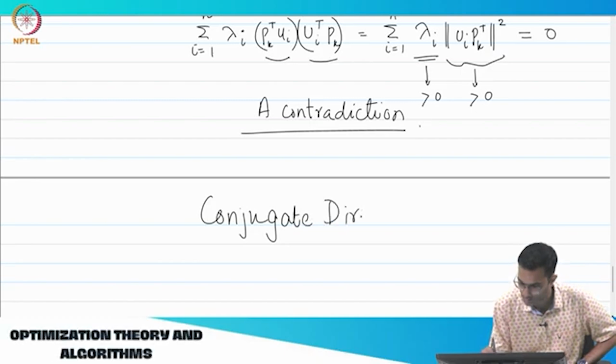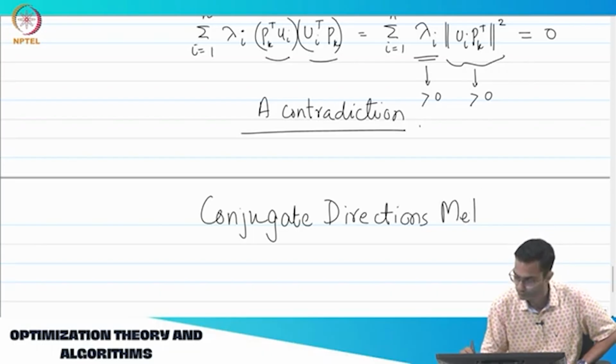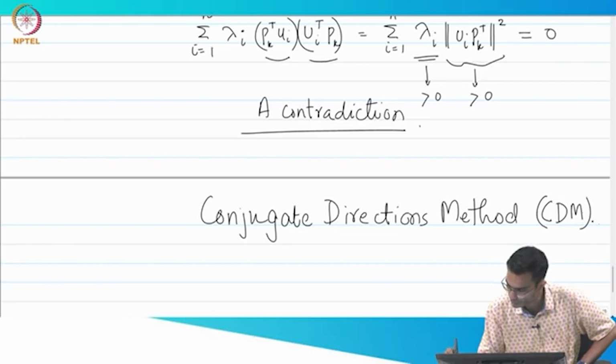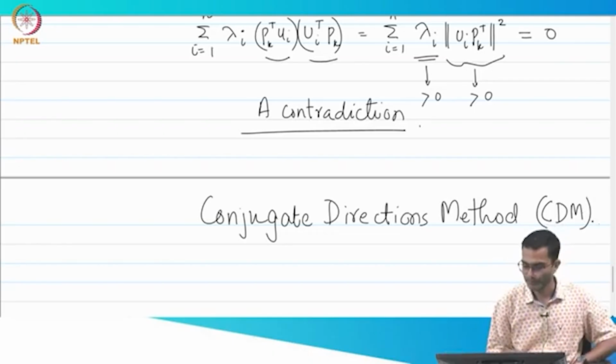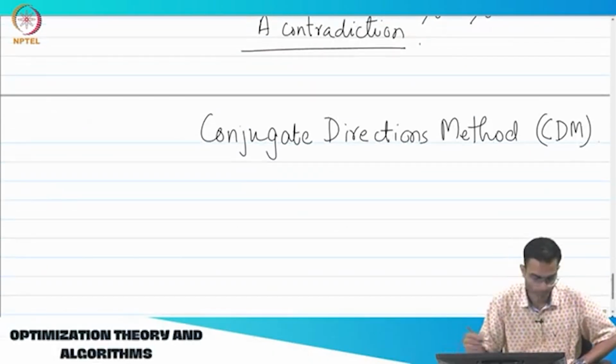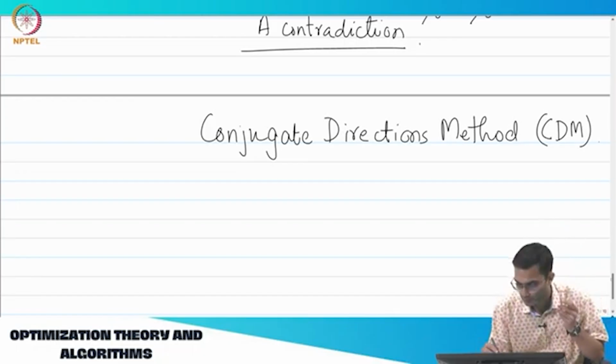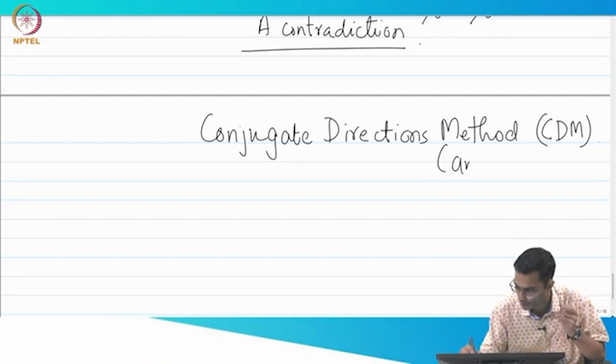So the conjugate directions method, also short form CDM. Let's put in bracket: ancestor.